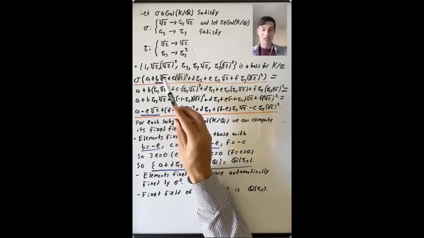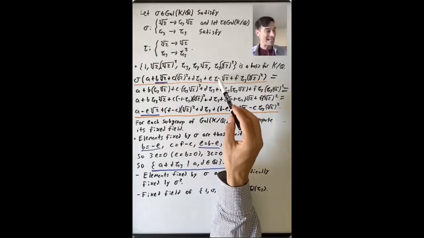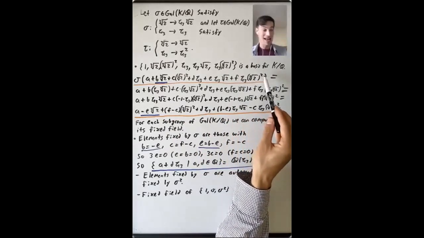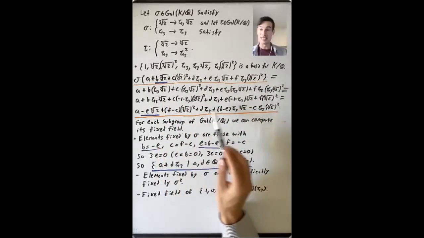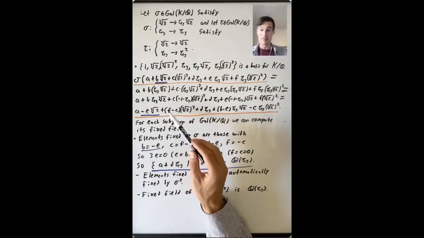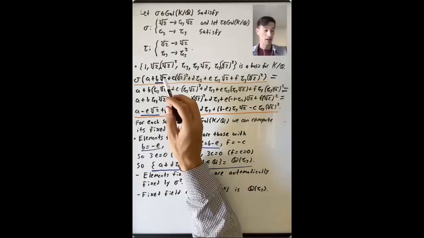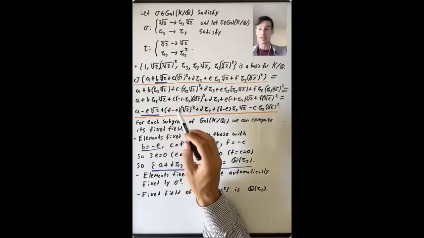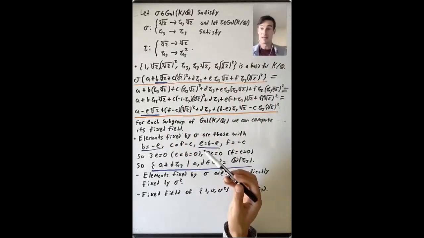If you're an element a plus b cube root of 2 plus c times cube root of 2 squared plus d zeta 3 plus e zeta 3 times cube root of 2 plus f zeta 3 times cube root of 2 squared, and you're fixed by sigma, that means this element is equal to this element here. So in particular, each of the corresponding coefficients has to match up. So b equals negative e. The coefficient of cube root of 2, when we write out these two elements in terms of this chosen basis for K over Q, they have to match up. They have to be the same element.